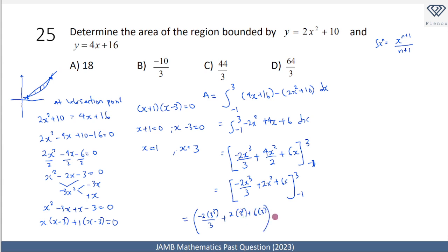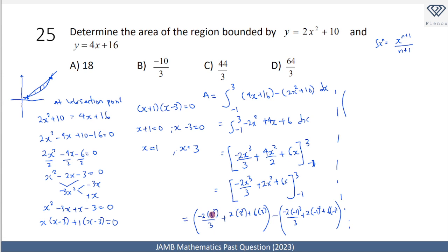Then I have to subtract it from the lower limit, which is what I get when I substitute the value of minus 1 for x. So this becomes minus 2 into bracket minus 1 cubed over 3, then plus 2 into bracket minus 1 squared plus 6 into bracket minus 1. So simplifying that further, what do I get? Let's just walk through it together.